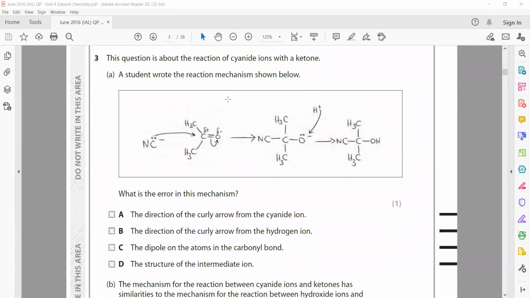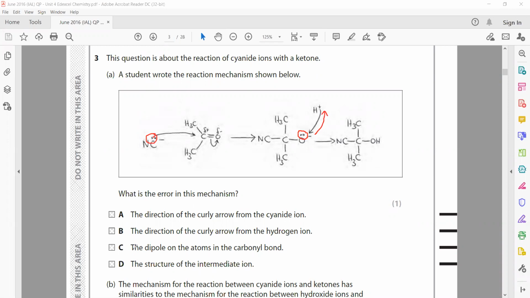Next, question 3. This question is about the reaction of cyanide with a ketone. A student wrote the reaction mechanism. What is the error in the mechanism? A lone pair, we drew an arrow towards the positive center, and we always draw the arrow from negative to positive. So you can clearly see this arrow, the direction of the arrow should be opposite.